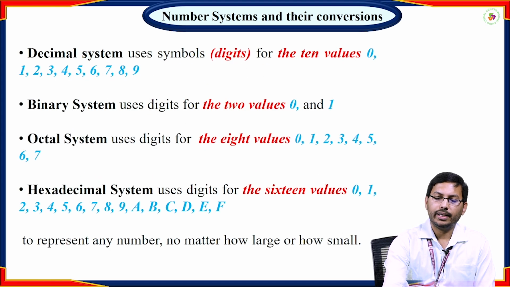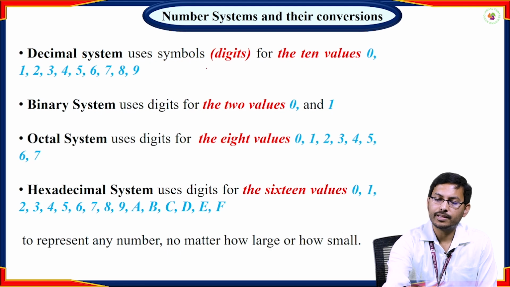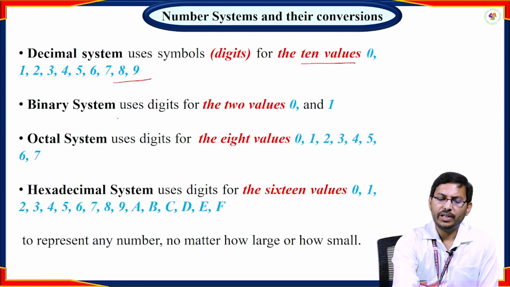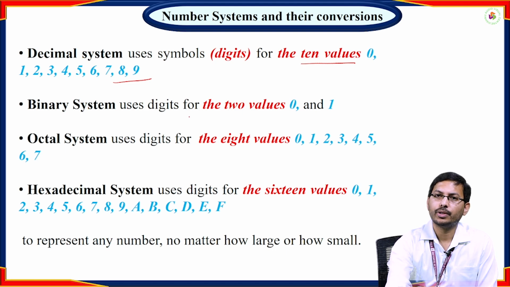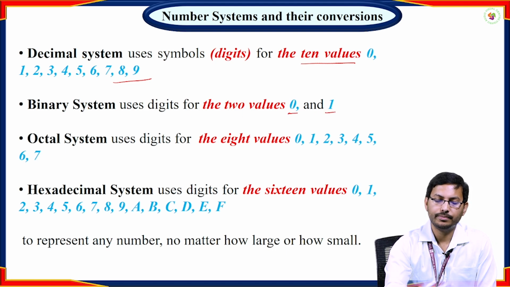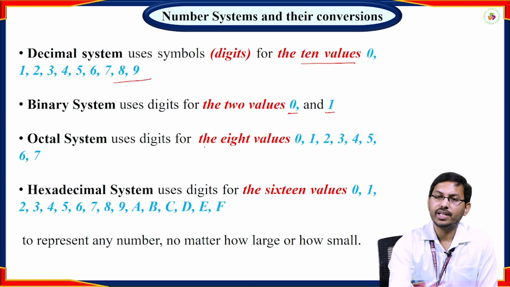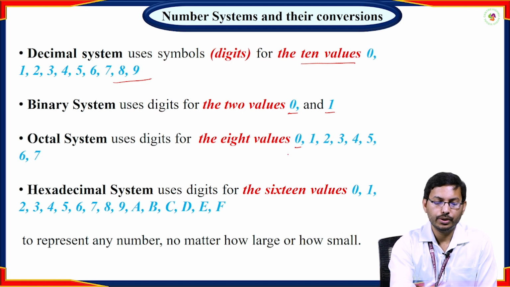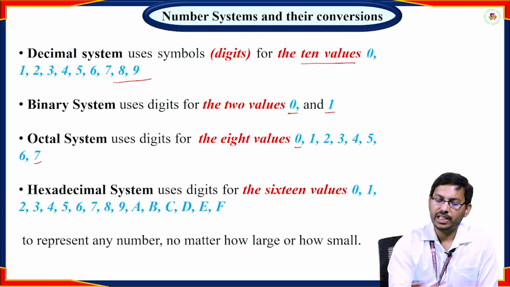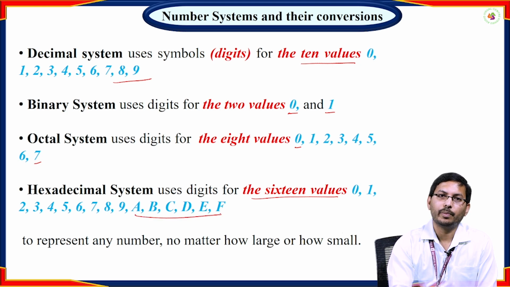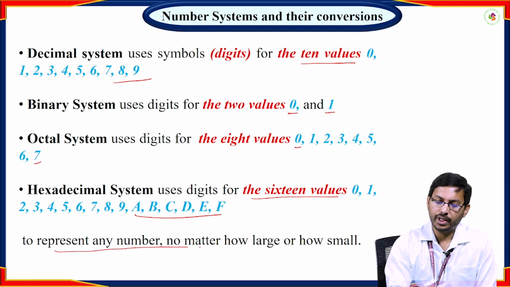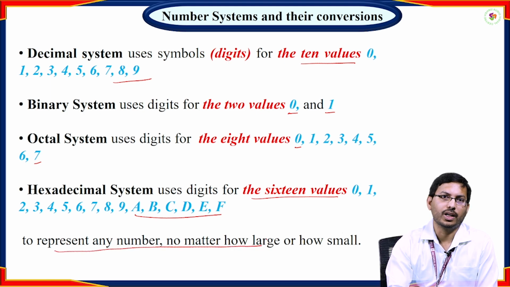Now, coming to the decimal number system, we use 10 symbols, from 0 to 9. The binary number system uses 2 values, 0 and 1. The octal number system uses 8 values, 0 to 7. And the hexadecimal number system uses 16 values: 0 to 9 are the numbers, and A to F are the alphabets, that is A, B, C, D, E, F, to represent any number, no matter how long or small.